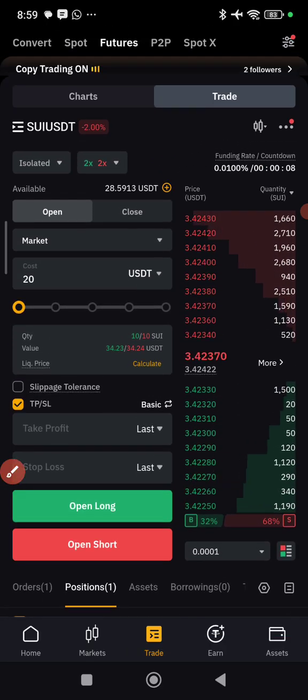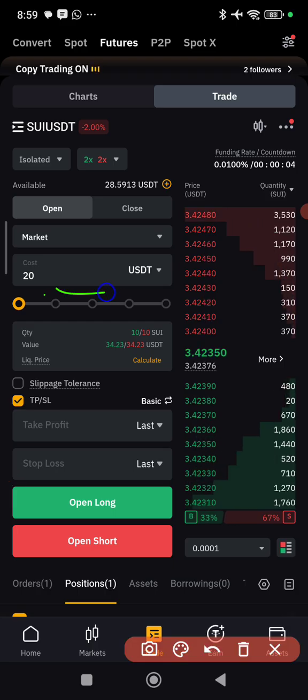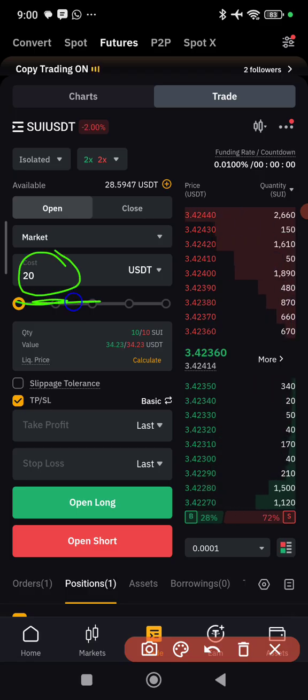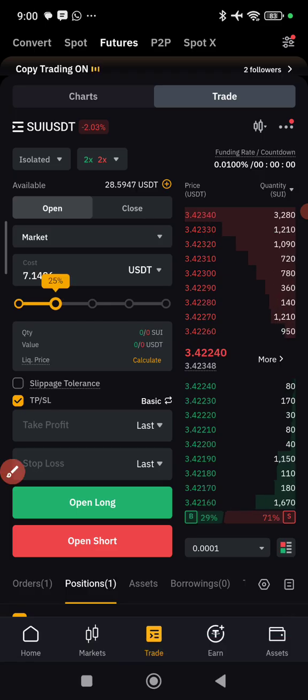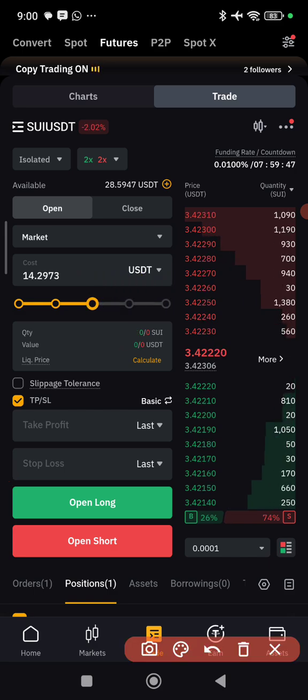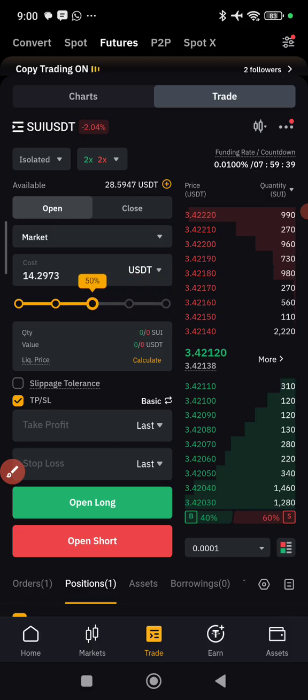If you have any question, you can ask. Then something I did not explain is this. Instead of typing here, you can actually make use of this by dragging it to the right or to the left. If I drag it like this, it will be showing me my balance. It's just my balance. You understand? Look at my balance. My balance is 28.59. If I drag it to the end, look at it, 28.59. So I can try to drag it left.